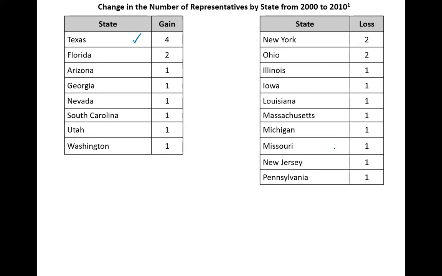They've all lost 1. This is a total of 1, 2, 3, 4, 5, 6, 7, 8, 9, 10, 11, 12. So there's 12 seats gained. This better be 12 seats lost. 1, 2, 3, 4, 5, 6, 7, 8, 9, 10. Yes. So they're keeping that fixed number of 435 representatives, but they have to redistribute them based on populations.